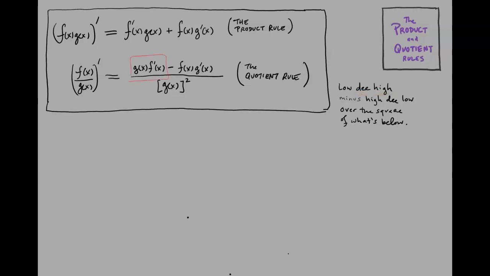So low d high minus, and what's this? High d low. The high function times the derivative of the function at the bottom over the square of what's below. And if you remember this dopey little thing, you will never forget the quotient rule. So let's put it to use in a few examples.